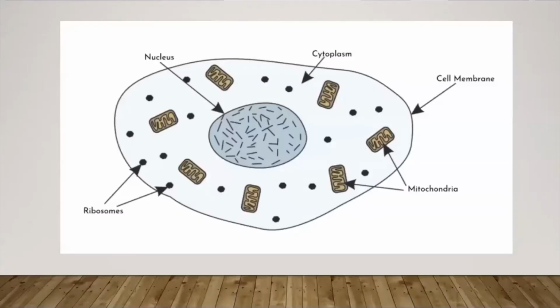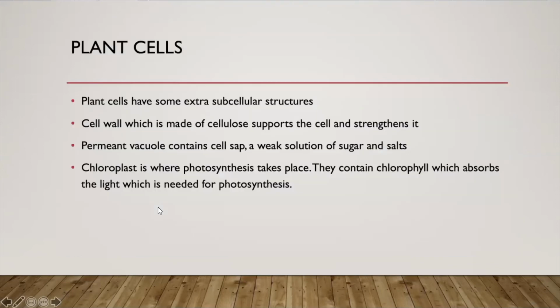So here we have an image of an animal cell. We've got the nucleus, which contains the DNA, which controls the cell. We've got the cytoplasm where reactions take place, the cell membrane controlling what can go in and out of the cell. We've got the mitochondria here, which is aerobic respiration, and we've got the ribosomes here, which synthesize proteins.